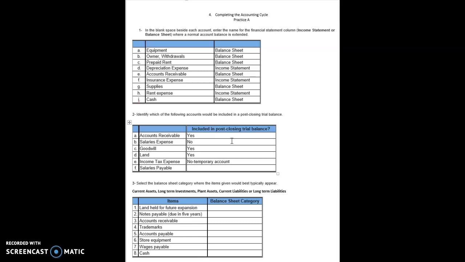Salaries payable, that's a liability account. Do we close out liabilities? No, we just close out revenue, expenses, and withdrawals. So that means that liabilities are permanent and we will see them on our post-closing trial balance. All right, let's look at our next one. We have where it's asking us to categorize it. So in our balance sheet, what category would these go in? And it gives you the choices. It can either go in current assets, long-term investments, plant assets, current liabilities, or long-term liabilities. And I actually need to add on there intangible assets.